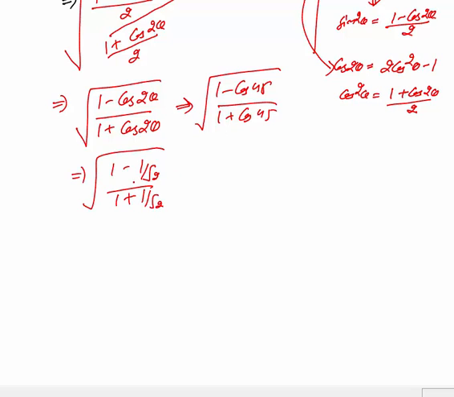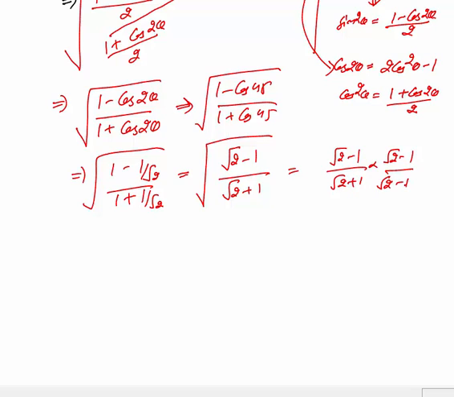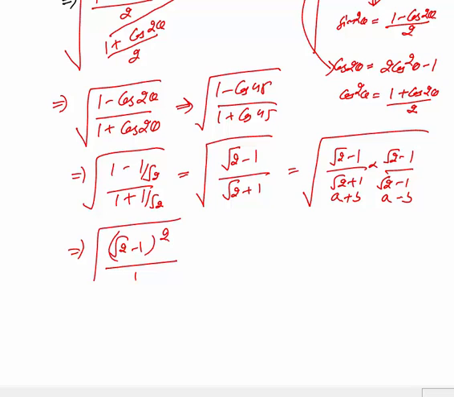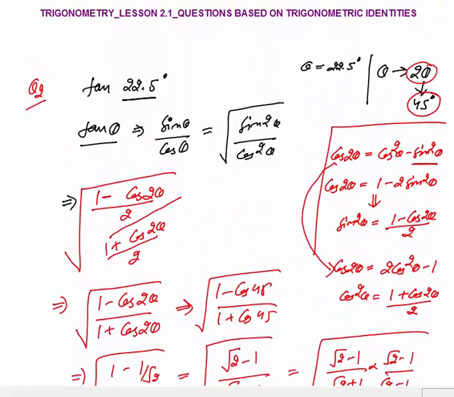Solving this, you will get root 2 minus 1 upon root 2 plus 1, whole square root. Now you can rationalize this: multiply and divide by root 2 minus 1 so that we can rationalize the denominator. So it will be root 2 minus 1 whole square in the numerator. In the denominator, this is a plus b, a minus b, a square minus b square, that is 2 minus 1, which is 1. So your final answer will be root 2 minus 1. This is how you can calculate the value of tan 22.5. So tan 22.5 is root 2 minus 1.